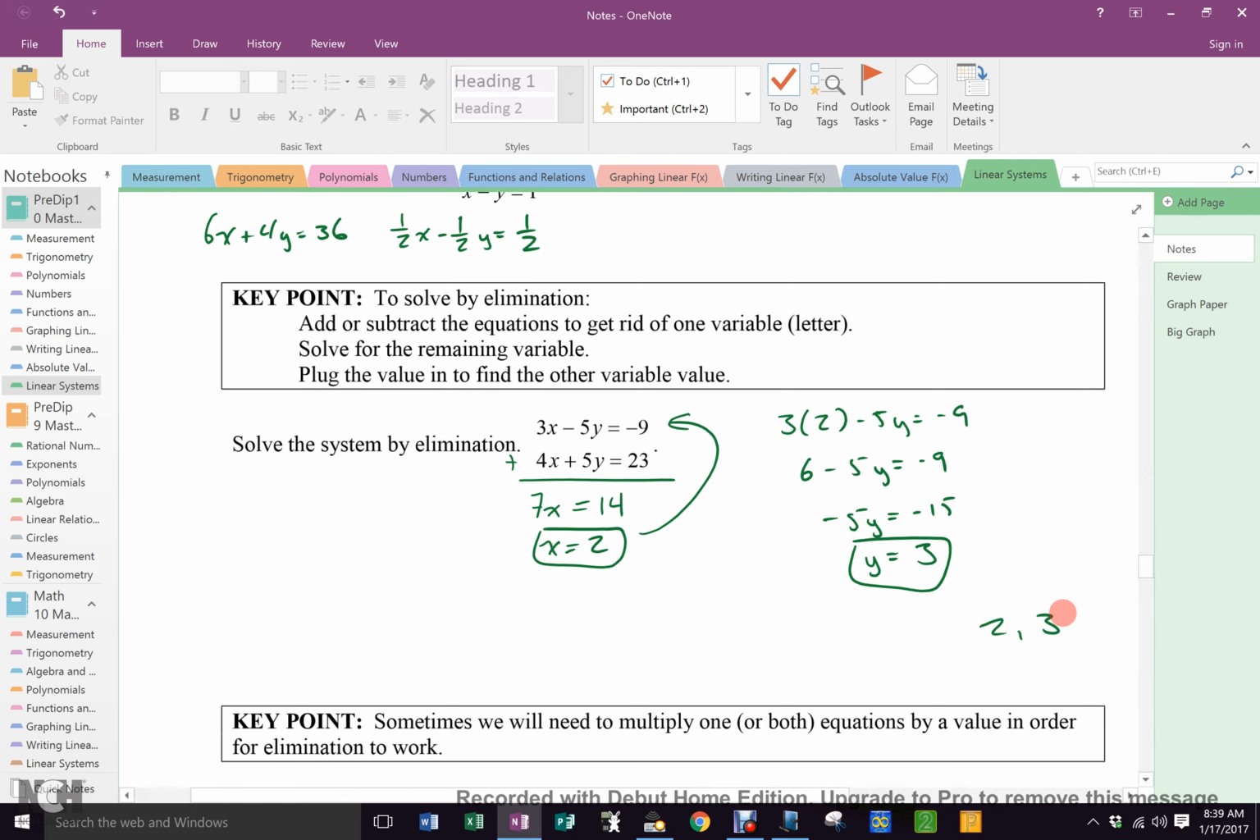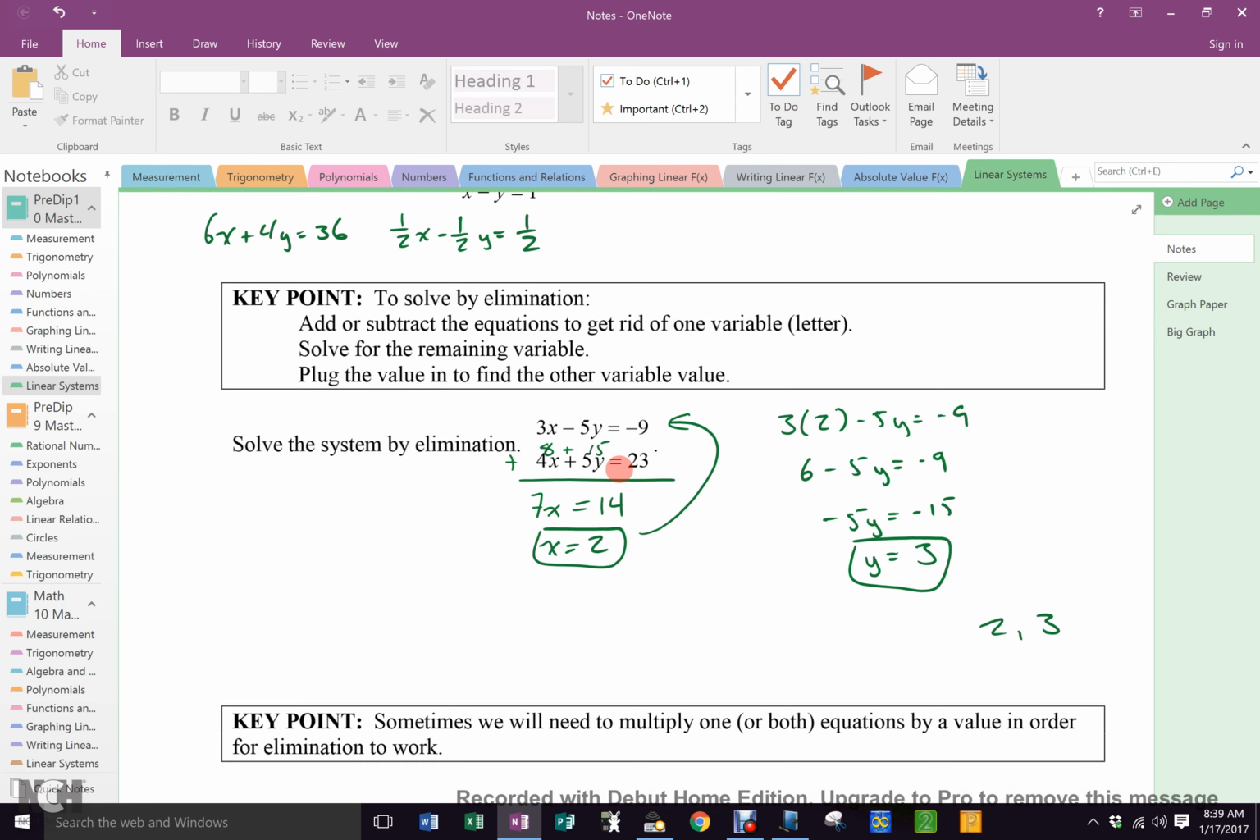So what is my x and y? 2, 3. I've already checked the top one. It worked, right? So what do I got to check? Just the bottom one. What's 4 times 2? 8 plus, what's 5 times 3? 8 plus 15, 23. So we've solved it. Do you all see why I like elimination better? It's only 2 steps.